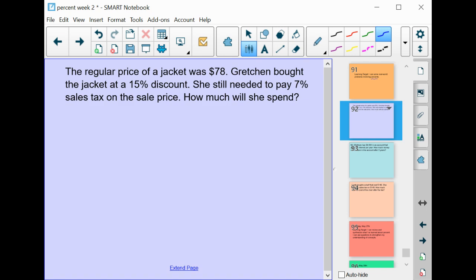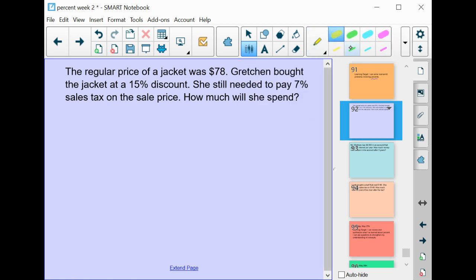You have a problem very similar to this on your practice today. The regular price of a jacket was $78. Gretchen bought the jacket at a 15% discount. She still needed to pay 7% sales tax on the sale price. How much will she spend? So I think what we need to do first, go ahead and grab your whiteboard or your piece of paper and do this one with me.